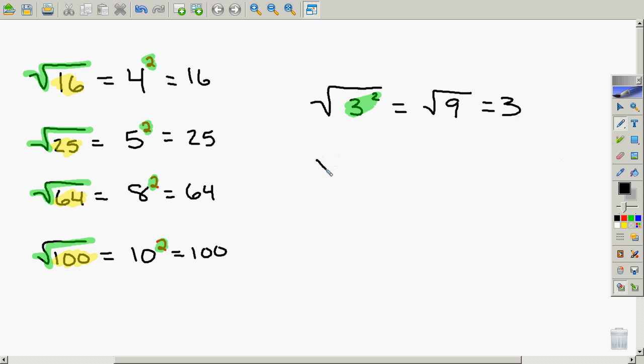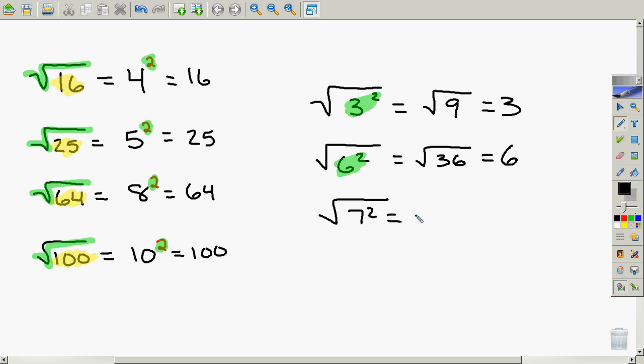We could do the same thing here and say, what is the square root of 6 squared? Well, 6 squared is 36, when I do this part right here, and the square root of 36 is 6. Square root of 7 squared would be the square root of 49, which is just 7.